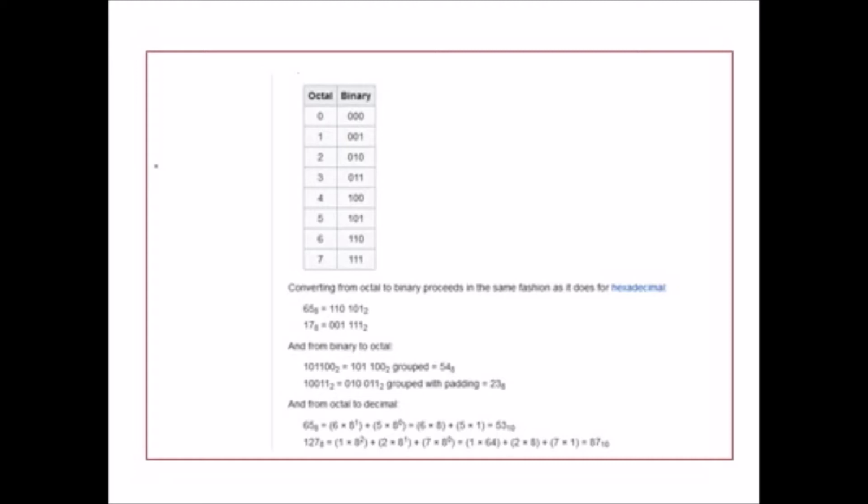So hence octal to decimal can be converted as 65 of 8 as 6 into 8 power 3 plus 5 into 8 power 2 plus 6 into 8 plus 5 into 1, that is 53 of 10. So hence 127 octal can be written as 87 of decimal. This 87 decimal can be converted to binary.